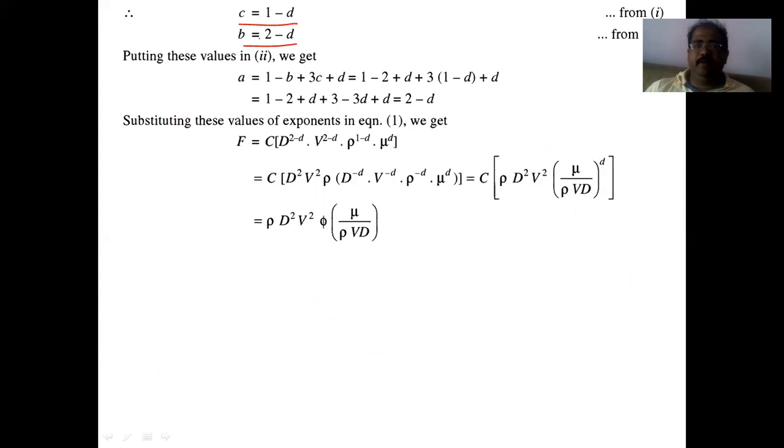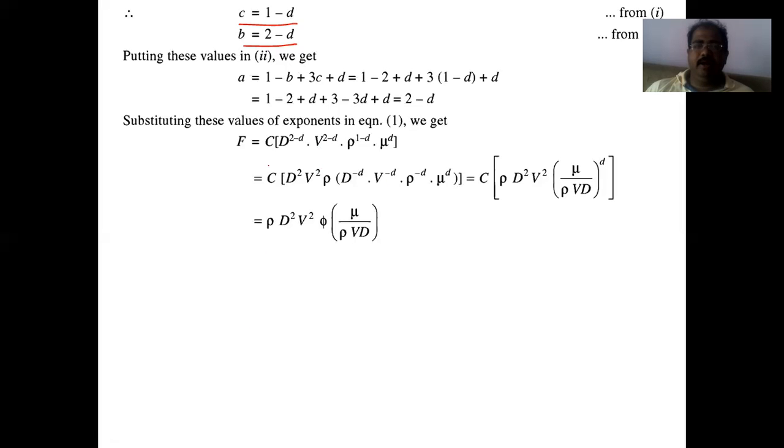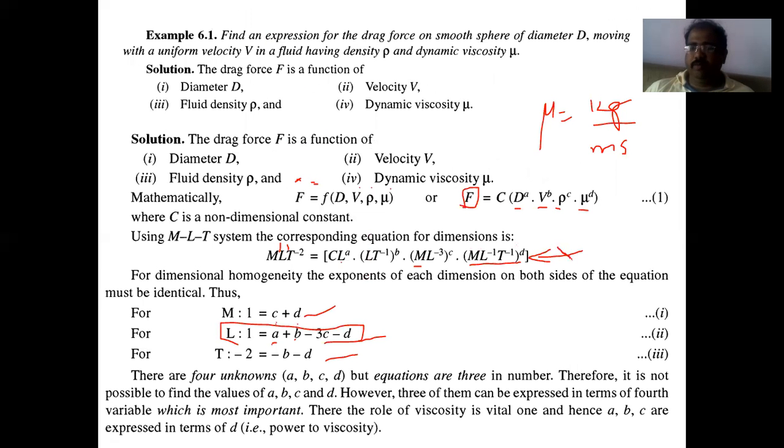When we put these in the equation, we conclude that A is equal to 1 minus B plus 3C plus D, which again is converted into D form, so we get 2 minus D. When we substitute these values in your basic equation, we are just putting the values of A, B, and C.